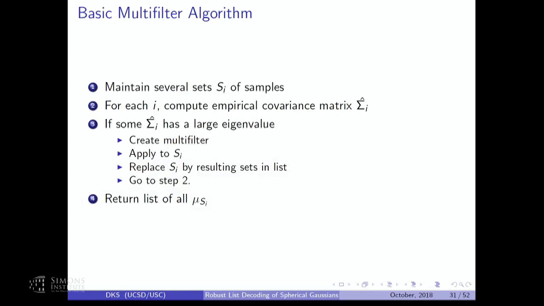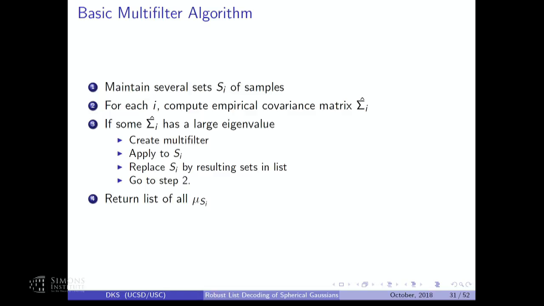And finally, this allows us to build our multi-filter. So what we're going to do is, instead of maintaining one set of samples, we're going to maintain several of them. For each i, we're going to compute an empirical covariance matrix. Now, if some empirical covariance matrix has a large eigenvalue, we're going to create a multi-filter and apply it, perhaps breaking that set into two new sets, and then we're going to go back to step two. And we're just going to repeat this until everything has small eigenvalues.